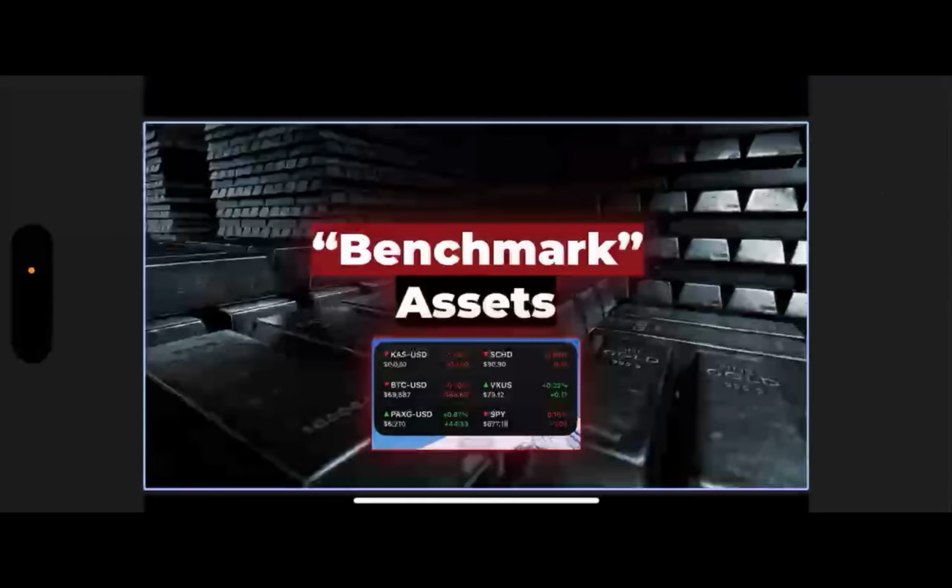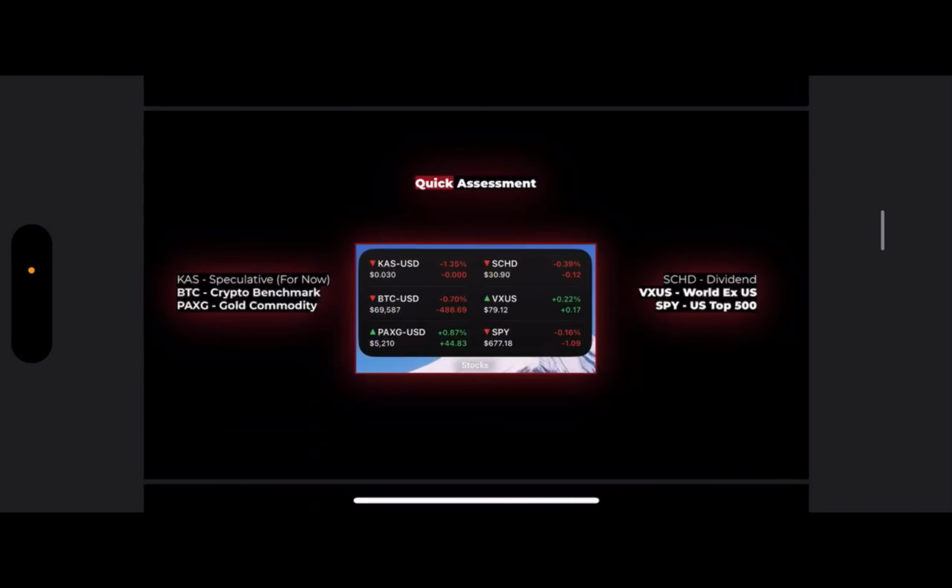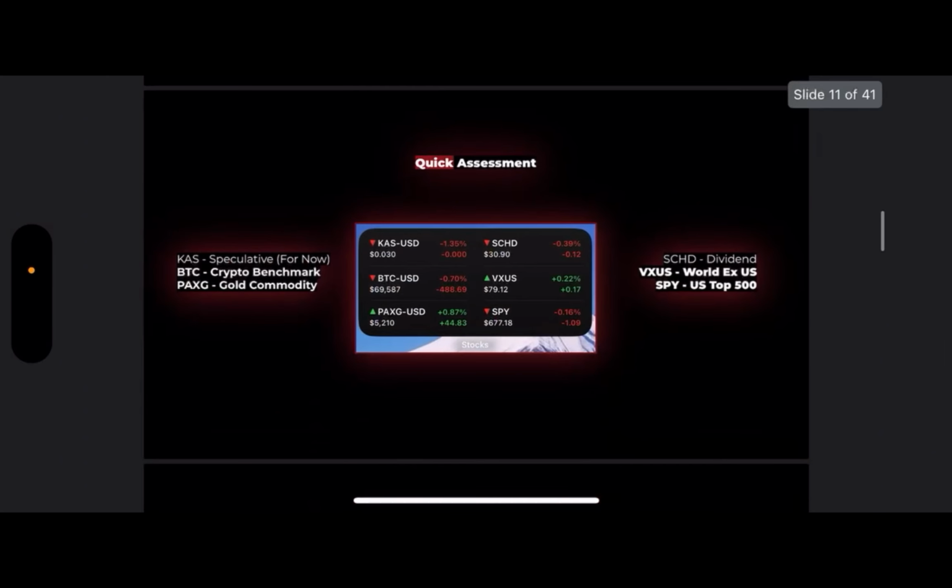Alright, for today I would like to talk about benchmark assets. Usually, from the many previous episodes, every episode I always pull up the tickers. The tickers are basically a quick assessment: Kaspa, HGHD, Bitcoin, PAXG for gold, and VXUS and SPY. But all of those tickers have meanings.